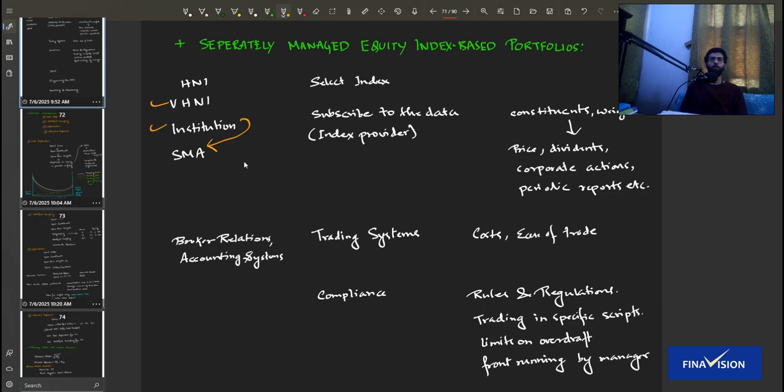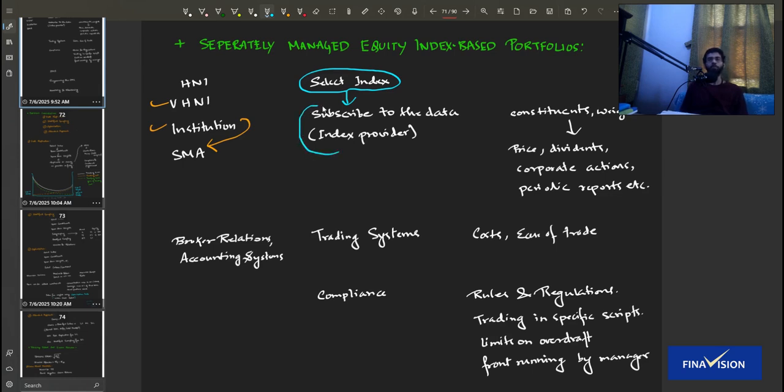Now, how is a separately managed account operated? First, an index is selected. After selection of the index, obviously that index is going to act as the benchmark. So one needs to know the details of the weights and constituents that comprise that index. For that, data subscription is required.